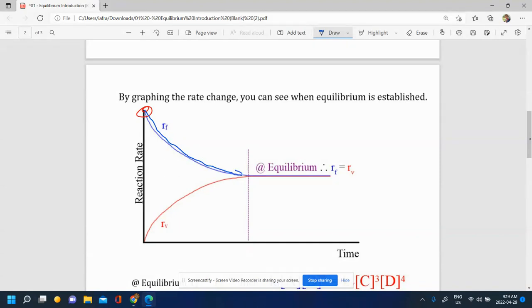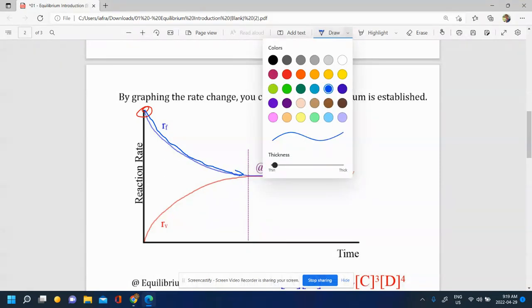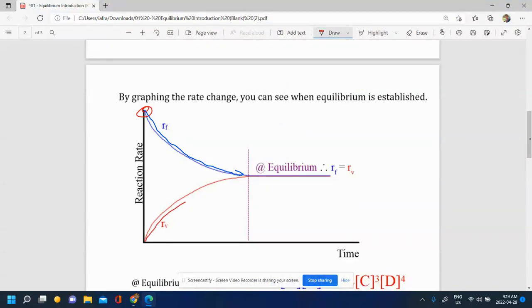And at the same time, as you're using up the reactants, you're producing product. And so now the rate of the reverse reaction going from products to reactants is increasing. And eventually there'll be a point where the rates will meet and they'll be equal. So at that point where the rates of the reverse and the forward are now equal, you have now reached what's called chemical equilibrium, where they're equal to each other.